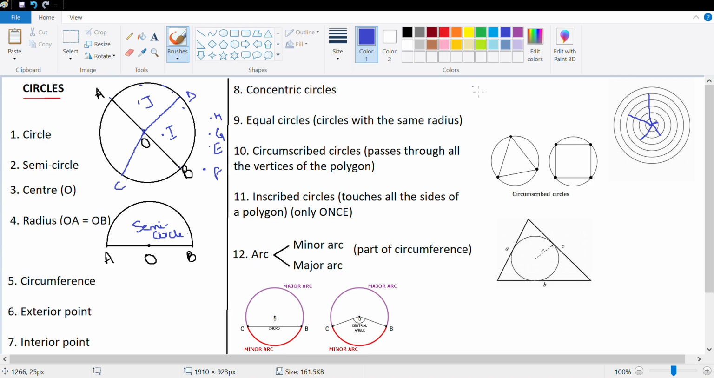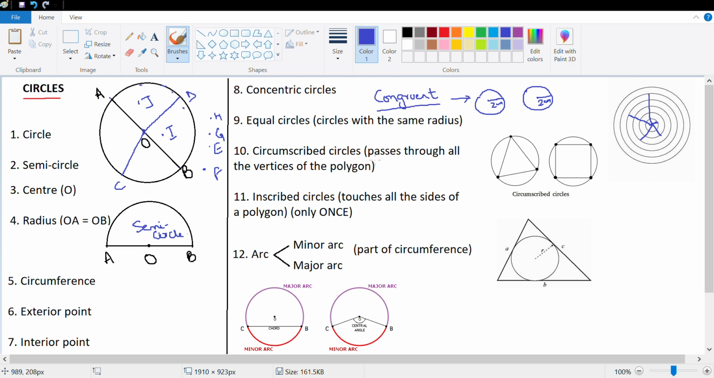Equal circles are basically circles which have the same radius, which means if there is a circle with radius 2 centimeter and another circle with radius 2 centimeter, these are equal circles. If you remember your chapter on triangles, where we tried to prove two triangles equal, what was that term known as? Yes, these are congruent circles as well. So these are equal circles or congruent circles.